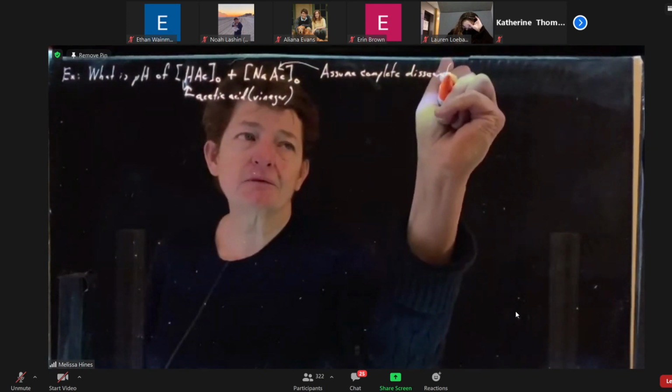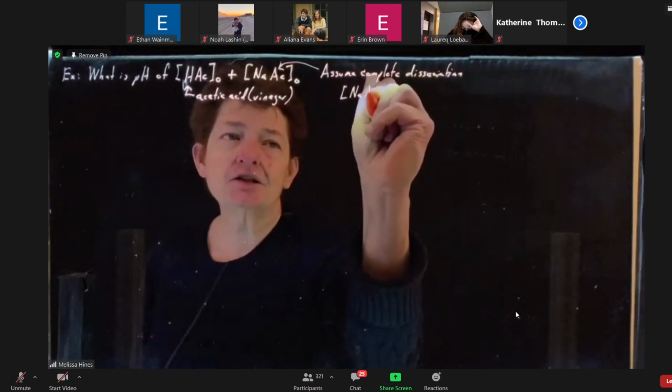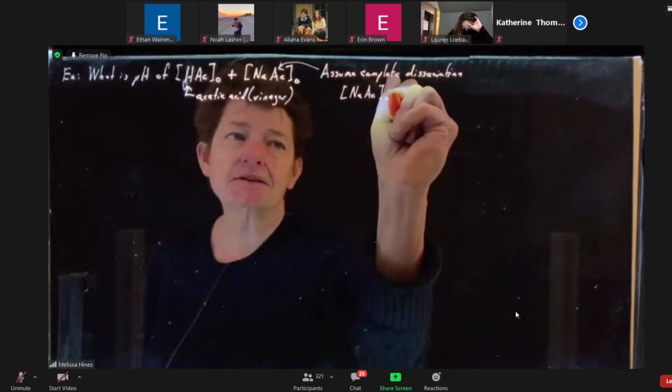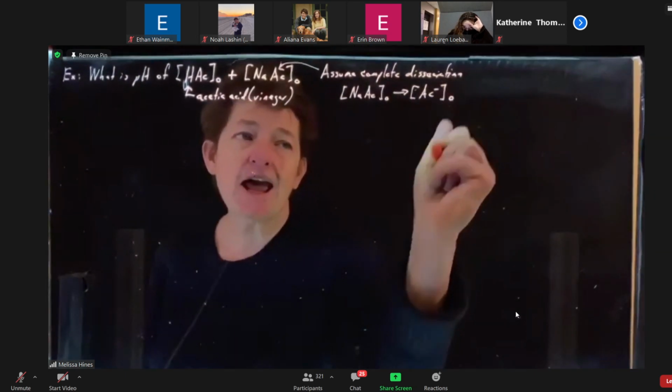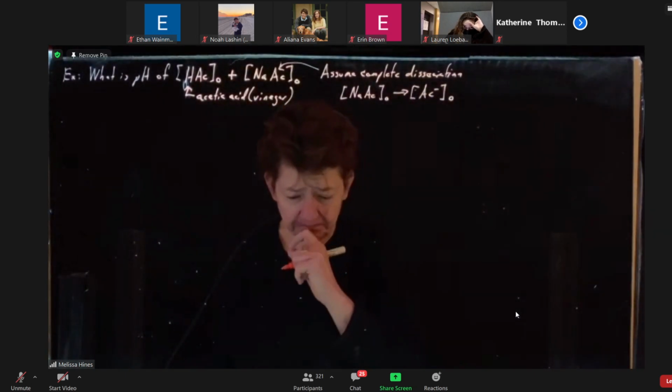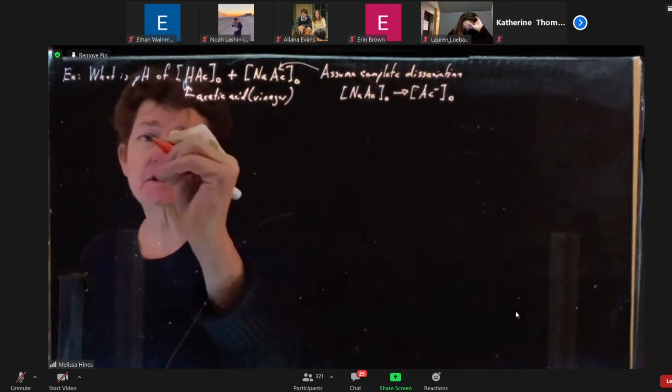Okay, and so if it completely dissociates, what we're going to be able to do is take our initial concentration of sodium acetate and just replace it with the concentration of acetate. Now all we have to do is look at our weak acid equilibrium.